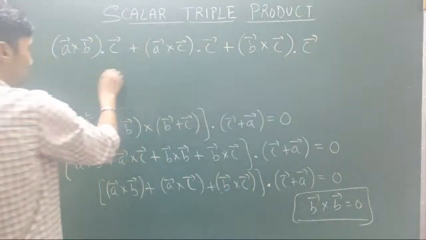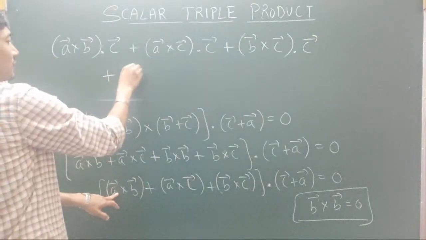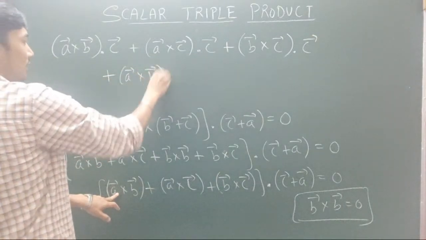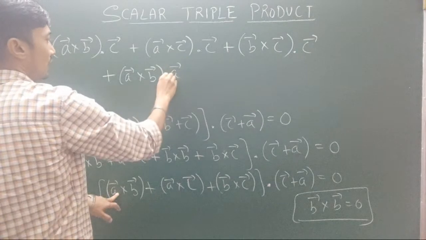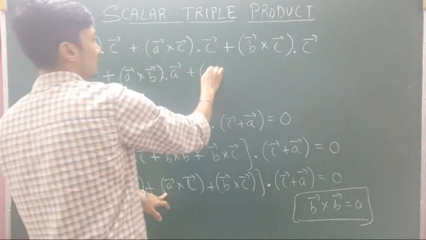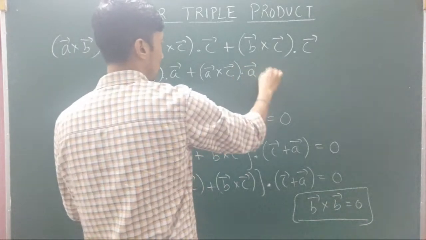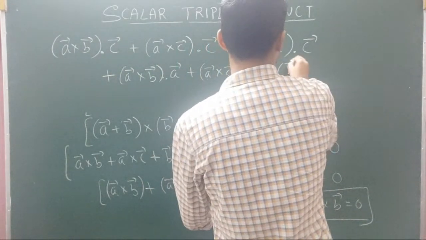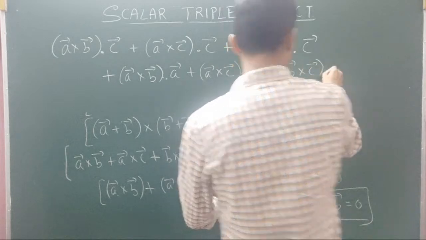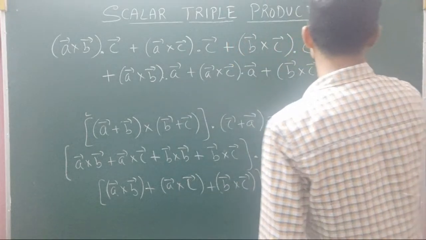Continue again, plus (A cross B) dot A plus, multiplication, (A cross C) dot A plus (B cross C) dot A equal to 0.